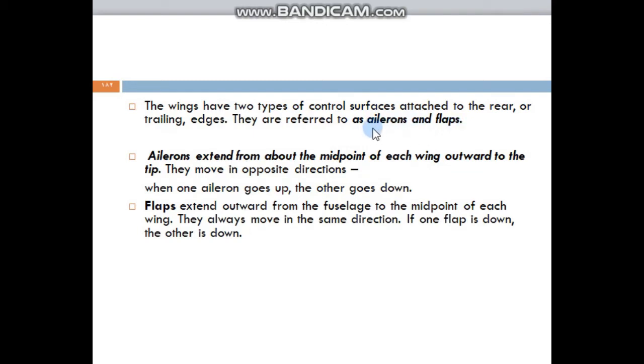The aileron is a primary flight control. The flaps are a secondary flight control. Ailerons extend from about the midpoint of each wing outward to the tip. They move in opposite direction. When one aileron goes up, the other goes down. The flaps extend outward from the fuselage to the midpoint of each wing. They always move in the same direction. If one flap is down, the other is down.